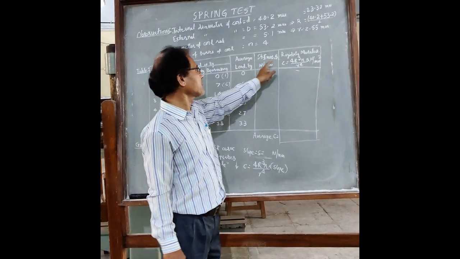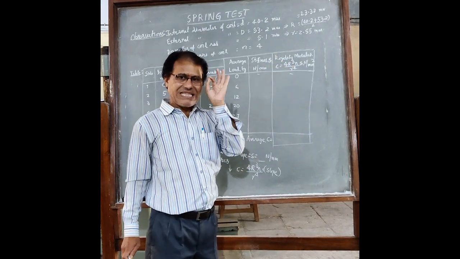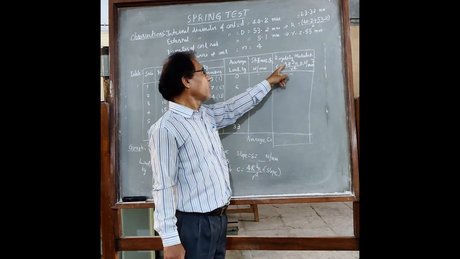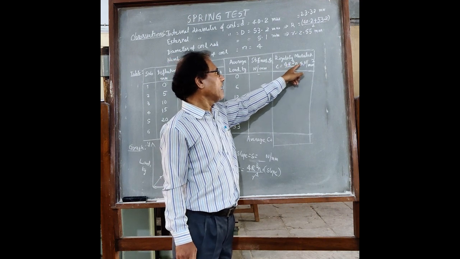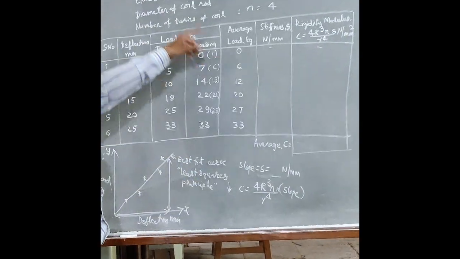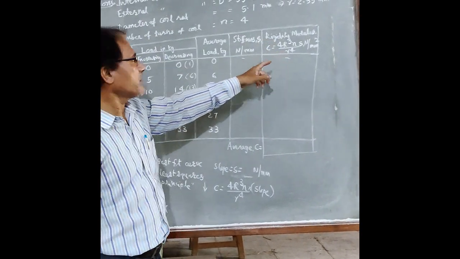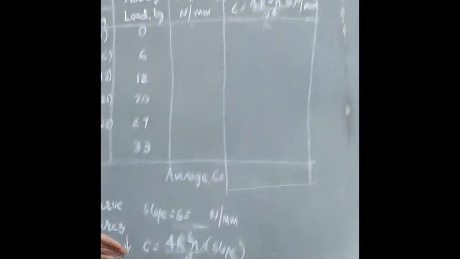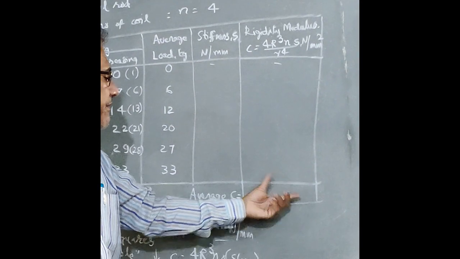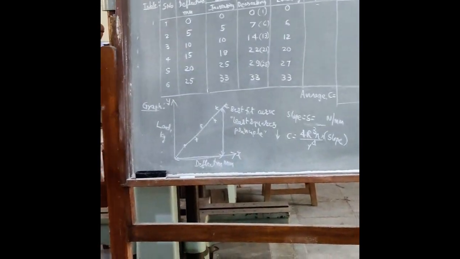Once you get the stiffness, small s, you substitute into this formula to get the rigidity modulus, or the shear modulus, denoted by C. C is equal to 4 capital R cube N S divided by small r to the power 4, in Newton per mm square, right? All these inputs are available. Now you just substitute to get the result in Newton per mm square. So do the manual calculations, and take the average as the final modulus of rigidity of this given spring.